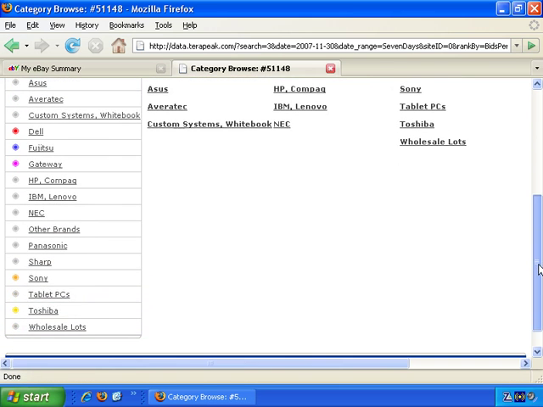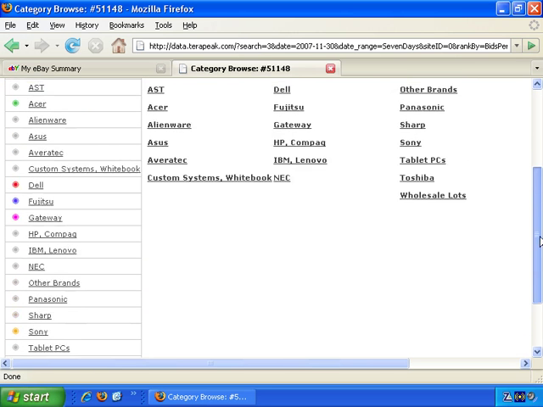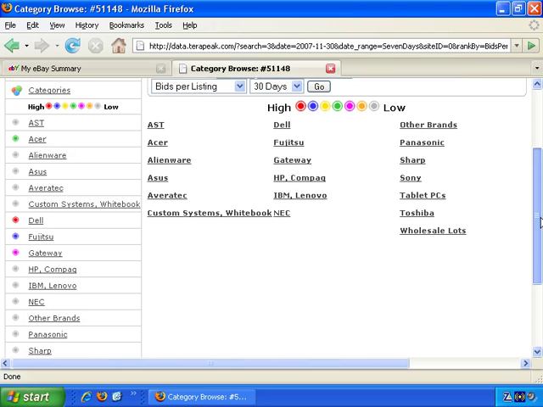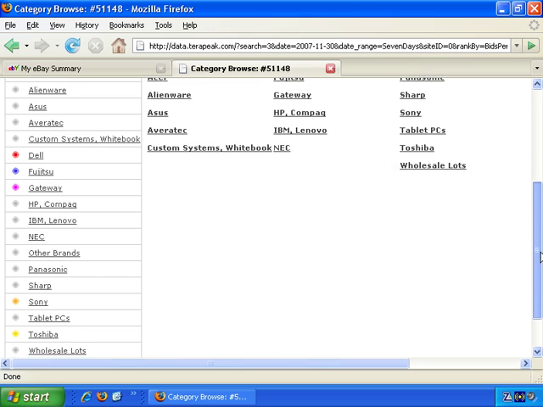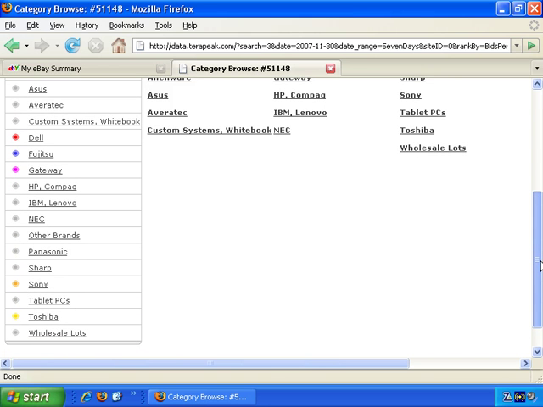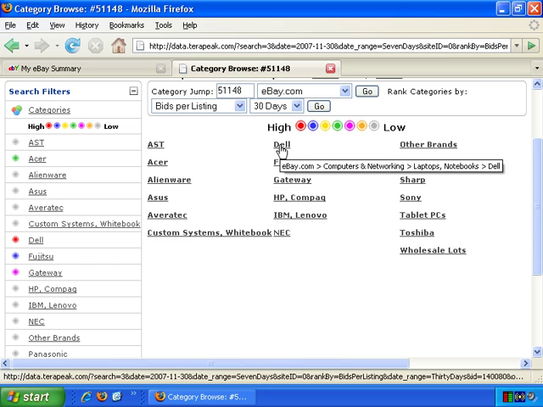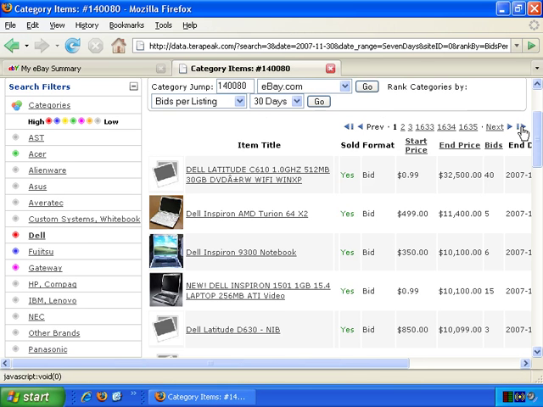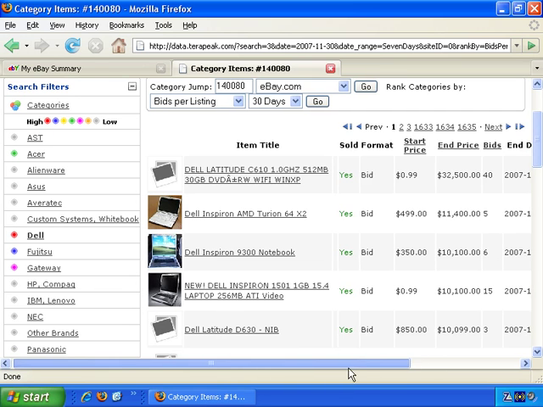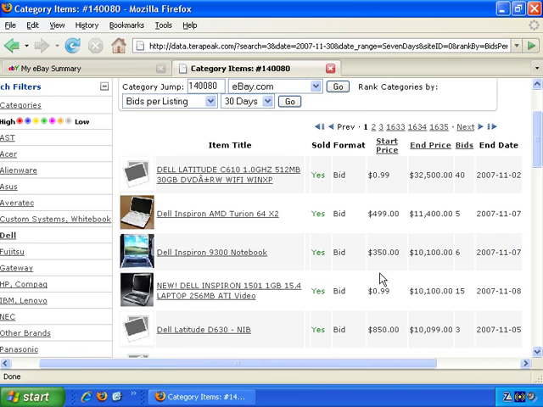Let's take a look further down. And Sony is orange, Toshiba yellow. Orange is low, so surprisingly Sony is low, while Toshiba is fairly high at yellow for bids per listing. Then we can dive in even deeper. So if we click on Dell, on this link here, and now it's just showing this particular category at an item level. It's showing you the individual items.